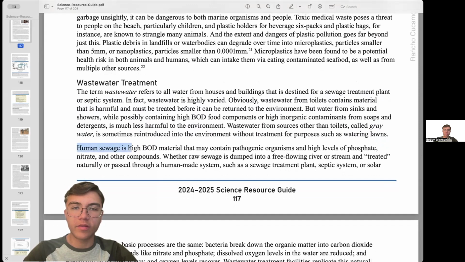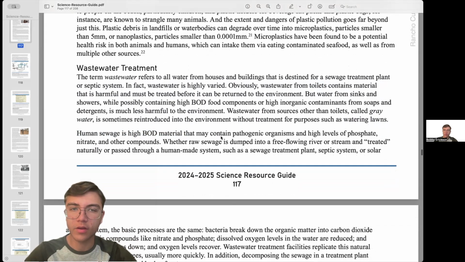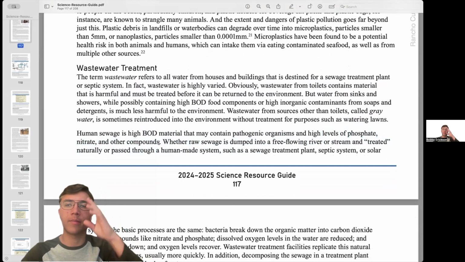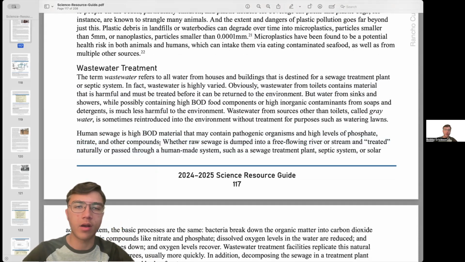If we're looking at human sewage as a whole, it's high BOD material, and by sewage we're talking about from toilets. So we have high BOD material that can contain pathogenic organisms, that just means harmful organisms, with high levels of phosphate, nitrate, and other compounds. Remember, we talked about non-organic compounds. Phosphate and nitrate are harmful to the environment because they can create algal blooms and eutrophication.